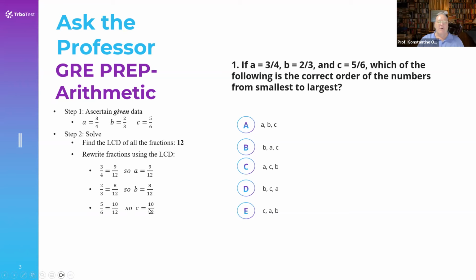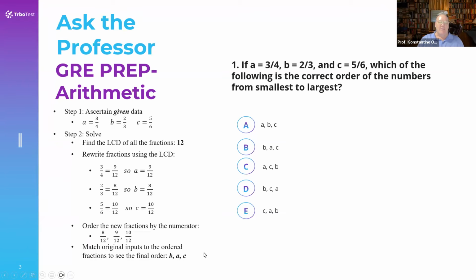So C is 10/12, B is 8/12, and A is 9/12. If we put these now in the order that they fit, as far as the denominator, it's the same. The numerators, B would be first, A would be second, and C would be third. So our answer, 8/12, 9/12, and 10/12, if we align them back up with the order in which they were, it becomes B, 8/12, A, 9/12, and C, 10/12. So BAC, which is letter B.